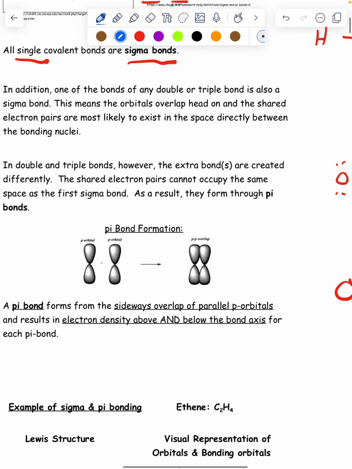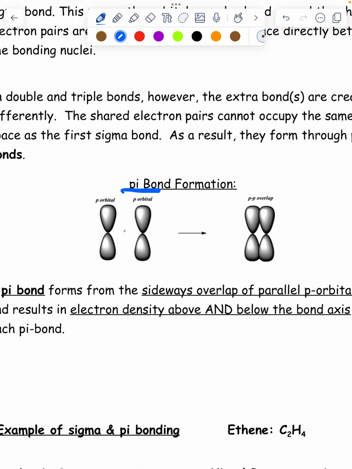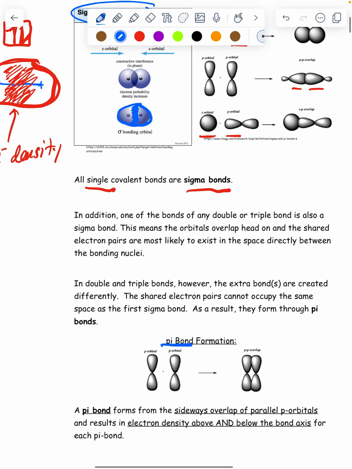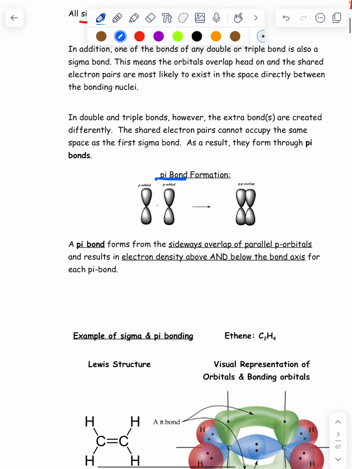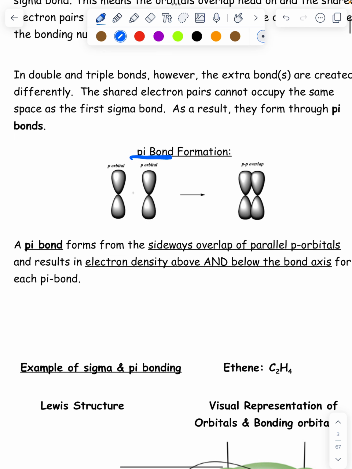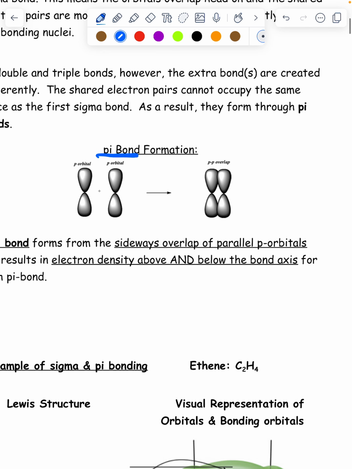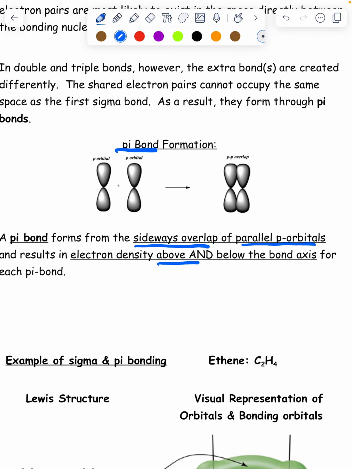bond. So a pi bond is the other kind of bond you need to know about, and it only happens between p orbitals. So sigma bonds happen between all types of orbitals, but pi bonds can only happen between p orbitals. And so pi bonds form from what they call sideways overlap of parallel p orbitals. And the electron density is actually not between the 2 nuclei, but instead it is above and below the bond axis, just like a p orbital.